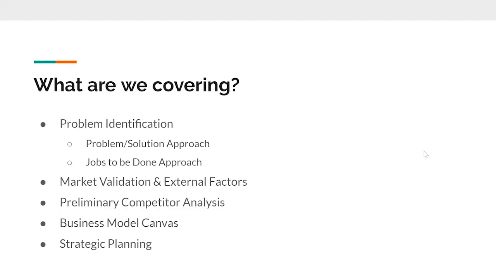So we are covering 5 main points. We're going to be talking about problem identification, specifically the traditional problem solution approach, as well as the jobs to be done approach. We're going to be talking about market validation and how to consider external factors. We're going to be doing some preliminary competitor analysis, pretty high level stuff, nothing too specific. We're going to be talking about the business model canvas, going over each component and how they're related. And we're, of course, also going to talk about strategic planning.